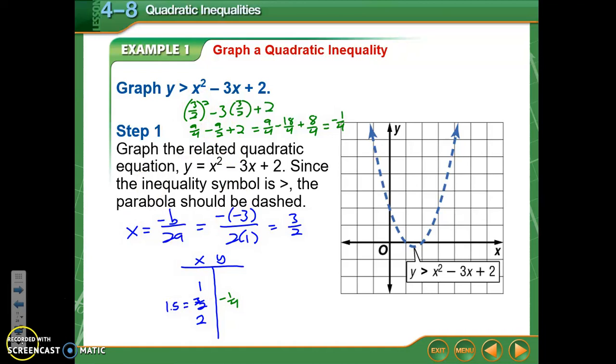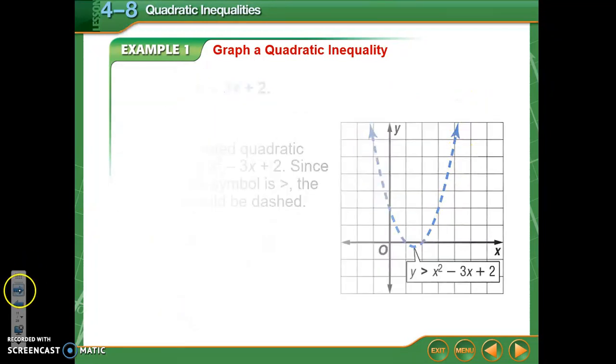And when I plug those in, I get 0 when I plug in 1 and 2, and when I plug in 0 and 3, I get 2. So you can see those points over here on the graph. Here's my vertex. Here are my zeros at (1, 0) and (2, 0). And then I have (0, 2) and (3, 2). And we graph that parabola. Since it's greater than and not greater than or equal to, there's no line underneath the greater than, we graph our parabola as a dotted parabola instead of as a solid parabola.